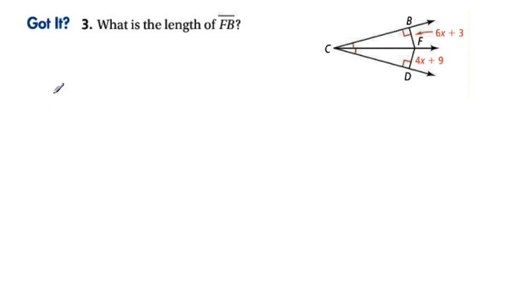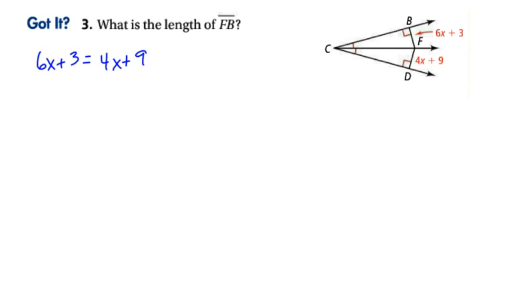All right, I hope you gave that a try. Let's see what we come up with. It looks like ray CF is indeed an angle bisector. These are perpendicular, so we can say the expressions are equal. So we're going to say 6x plus 3 is equal to 4x plus 9.